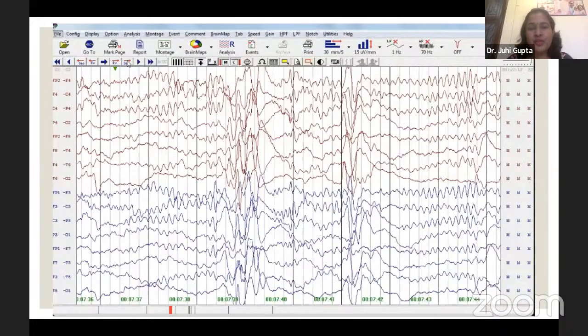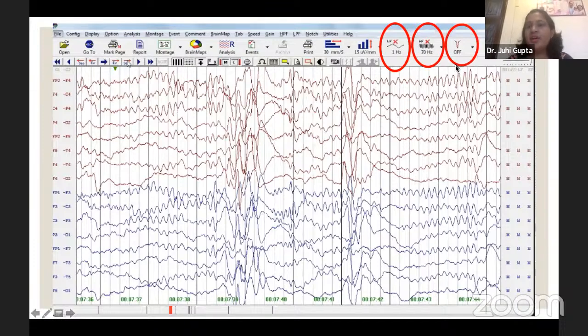So if you look at this EEG epoch again, this is the low frequency filter, which is set at 1 hertz. This is the high frequency filter, which is set at 70 hertz. These filters are actually filtering the artifacts. The low frequency filter is filtering the slow waves. The high frequency filter is filtering the high frequency artifacts like muscle artifacts, etc. And the notch filter should ideally be off.